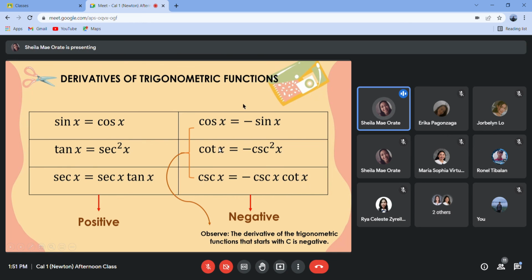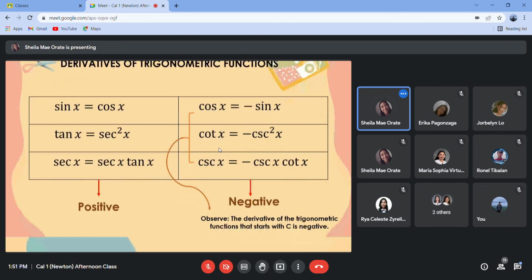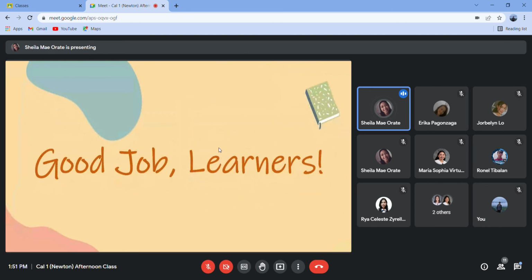Okay, so that is a simpler way to remember the theorems on the derivatives of trigonometric functions. To remember them better, you need to put them in a table. So, that is the end of our lesson about derivatives, the basic rules or theorems on differentiation.